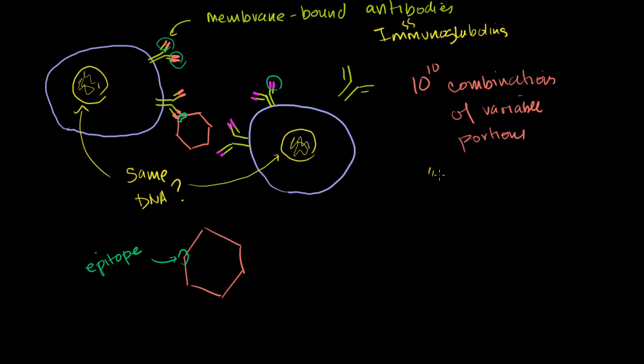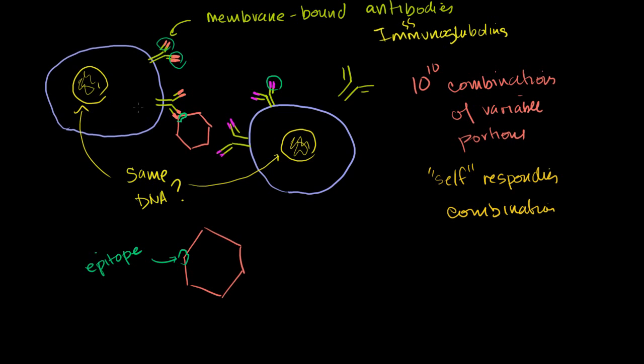So we could say self-responding combinations weeded out. So there actually aren't 10 to the 10th, 10 billion combinations of these, something smaller than that. You have to take out all the combinations that would have bound to your own cells. But there's still a super huge number of combinations that are very likely to bond at least to some part of some pathogen, of some virus or some bacteria.